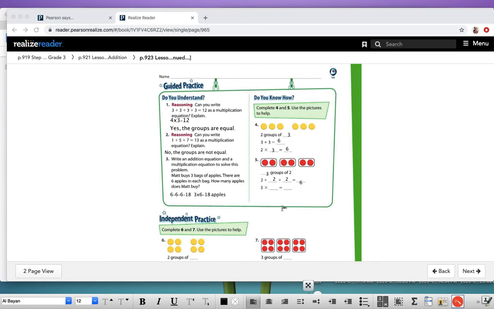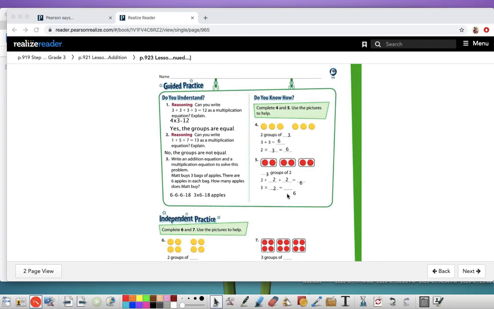So what we have here is 3 times what? What are we going to write there? 3 times 2 equals 6. Very nice. Now I'm going to try and move these around so we can have them right where they go. Oh, they're moving. There we go. So we have 3 groups of 2. 2 plus 2 plus 2 equals 6. 3 times 2 equals 6 because we have 3 groups of 2.